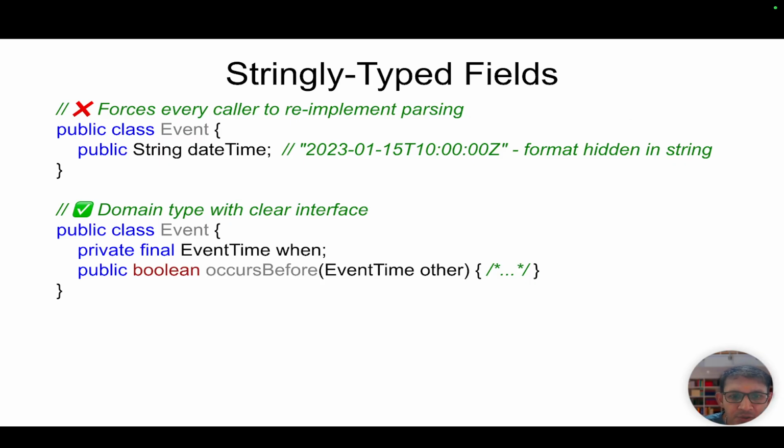The second pitfall is using stringly typed fields where every caller has to re-implement parsing logic. If you store a date as a string with a hidden format, clients have to parse it themselves, which couples them to the format. Use domain types with clear interfaces instead.